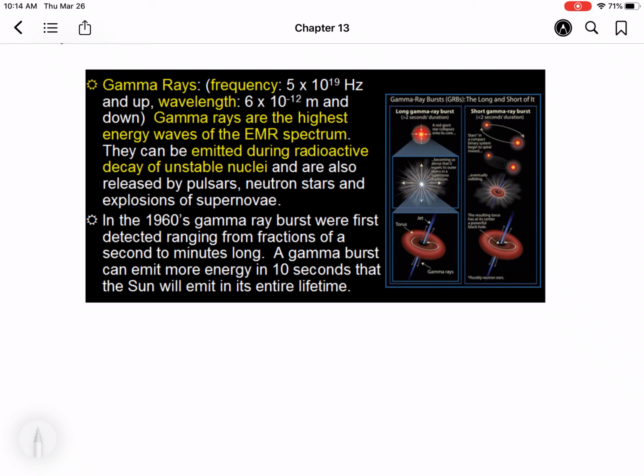We don't use them on humans. We don't really use them for much. What we mostly do is we try to shield ourselves from them. This is why you don't go really near radioactive material, because radioactive material gives off a small amount of gamma rays, right? So we try and stay away from them.